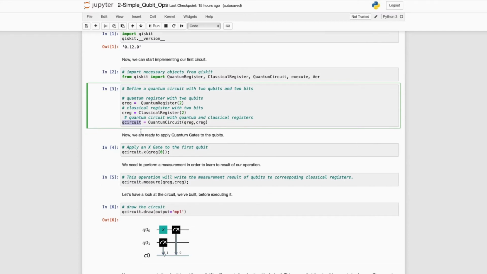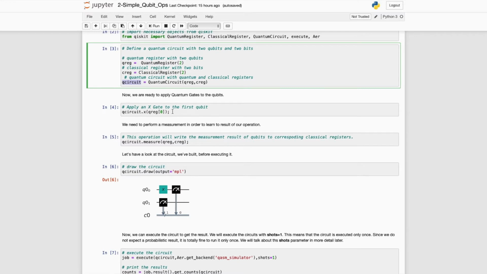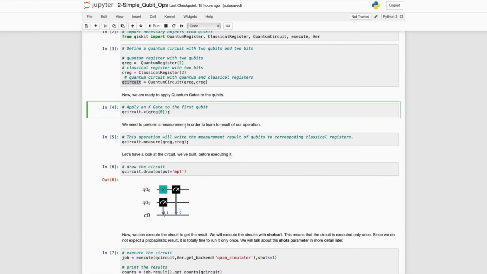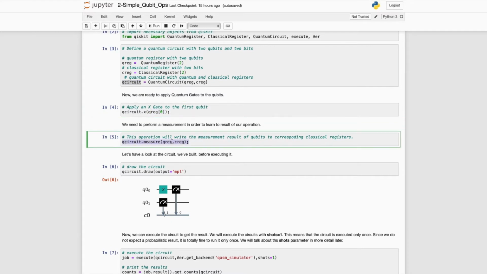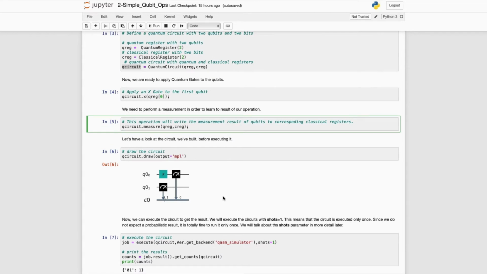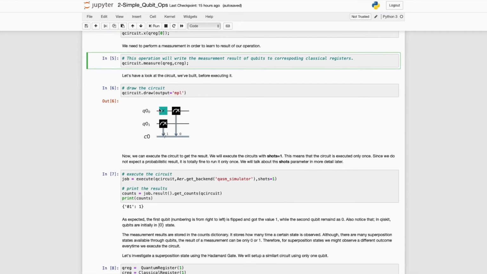do operations on. So let's start with a very basic example and apply the NOT gate, the X gate, to the first qubit. Then measure this circuit. If you want to draw this circuit and have a look at how it looks, it looks something like this. We applied the NOT gate to the first qubit, and we have 2 measurements that we apply on both qubits.